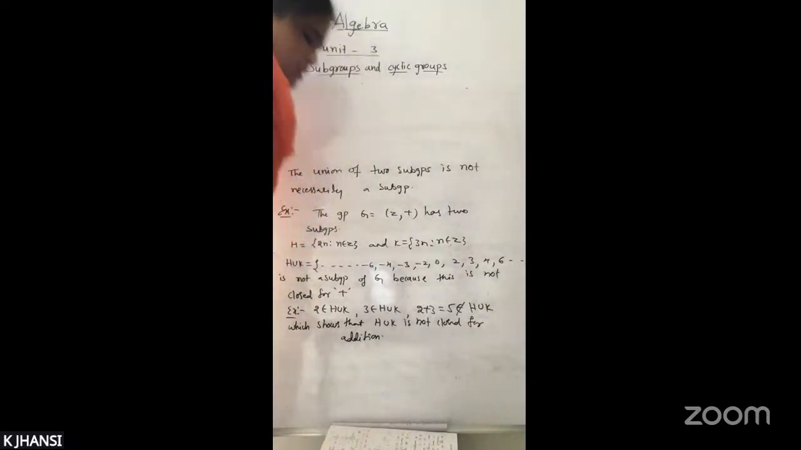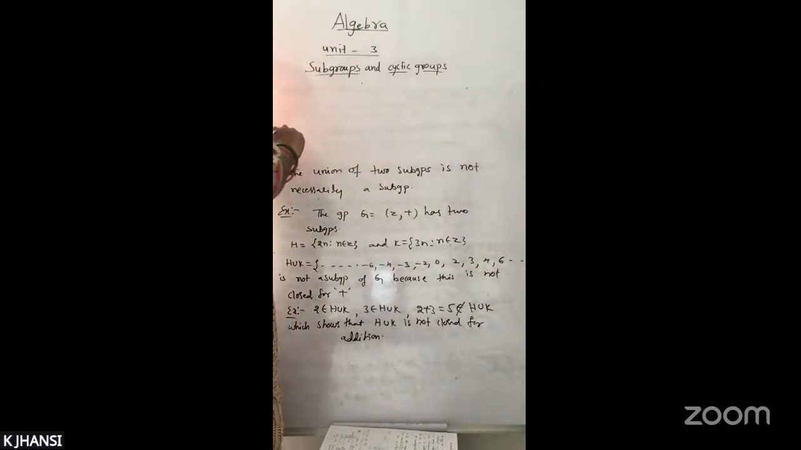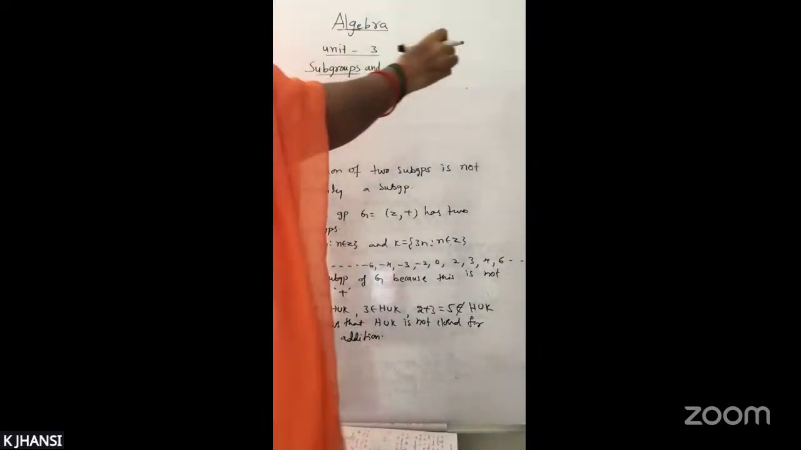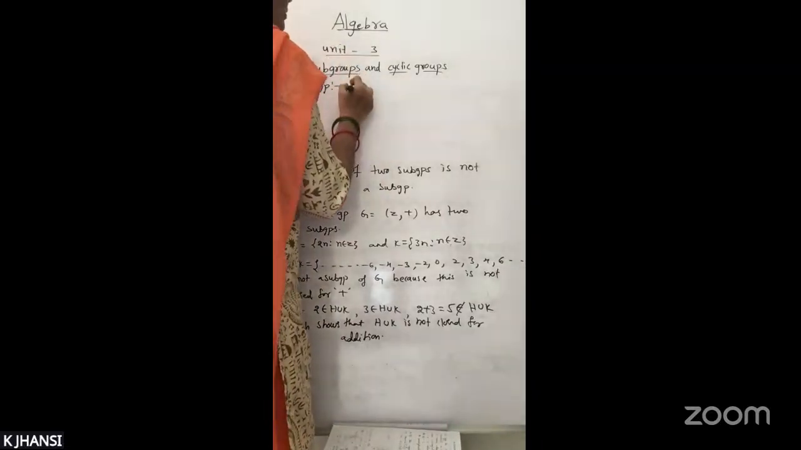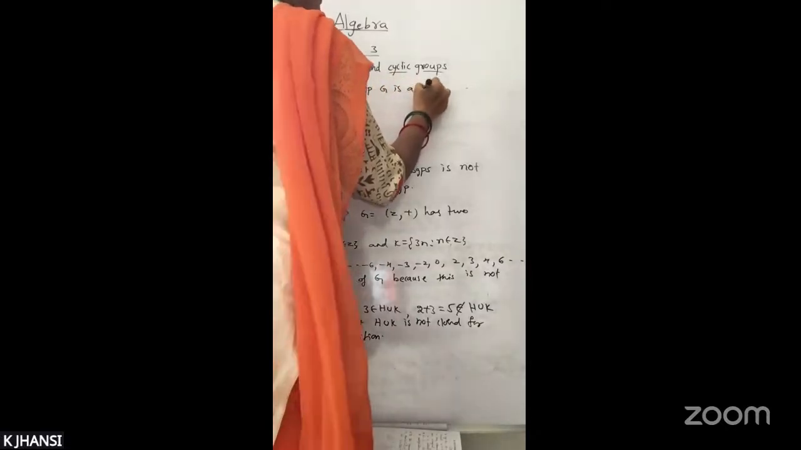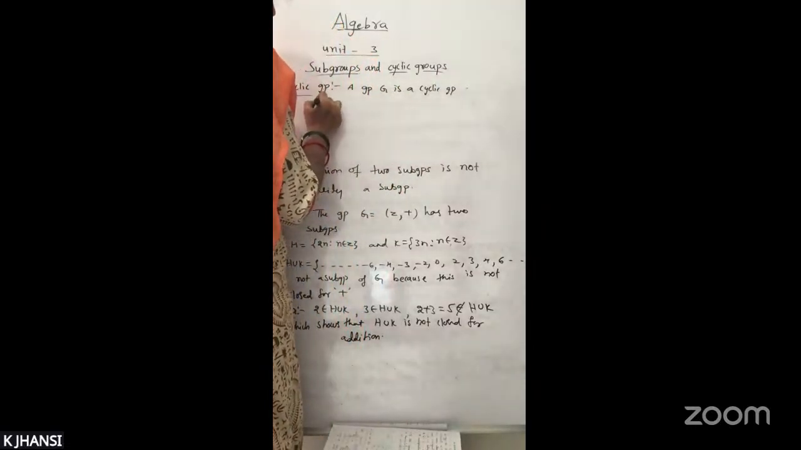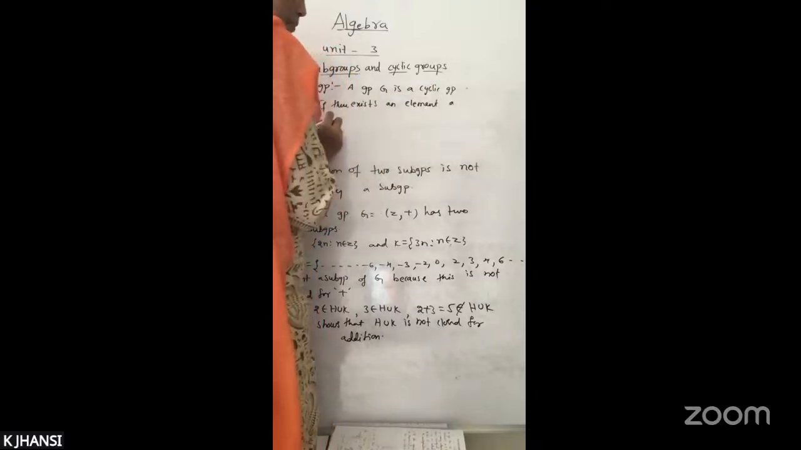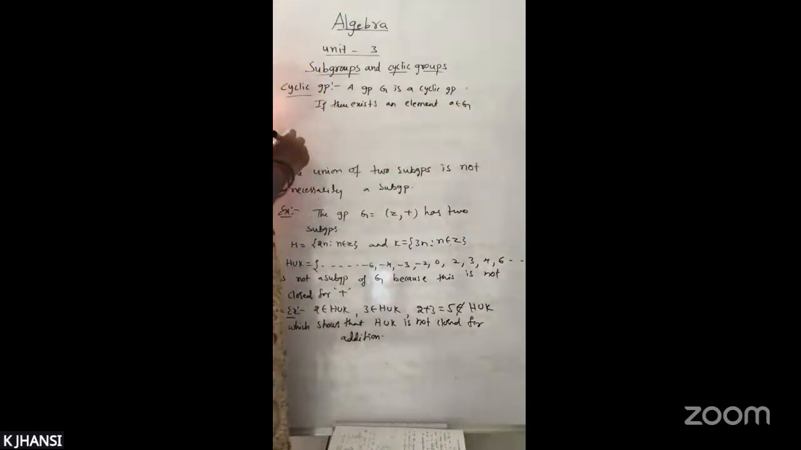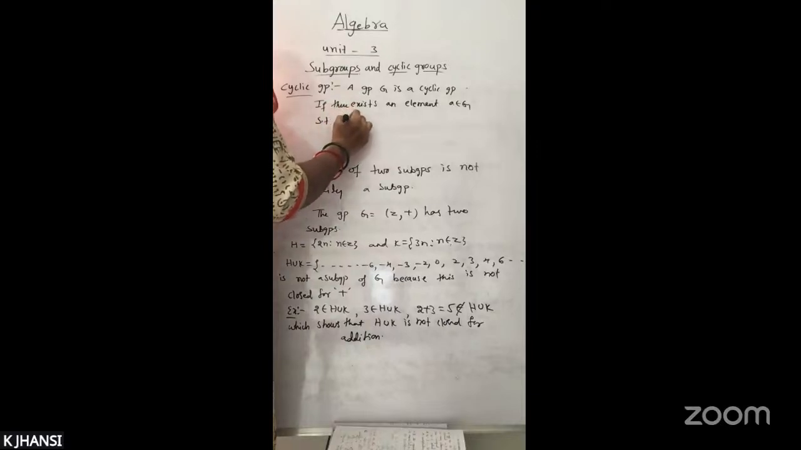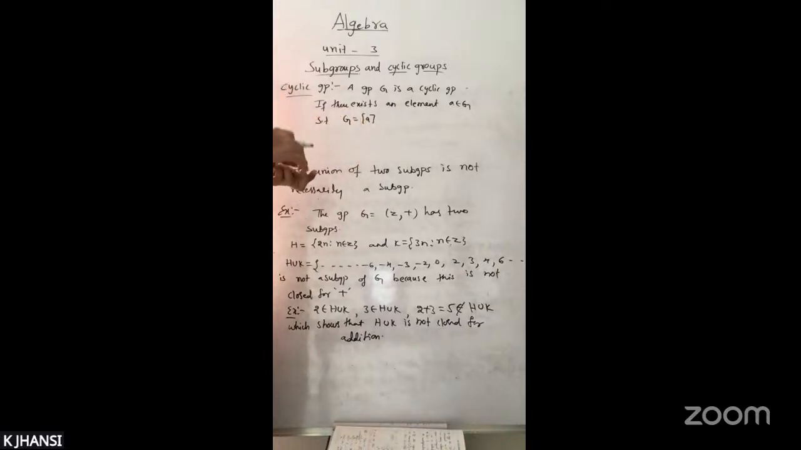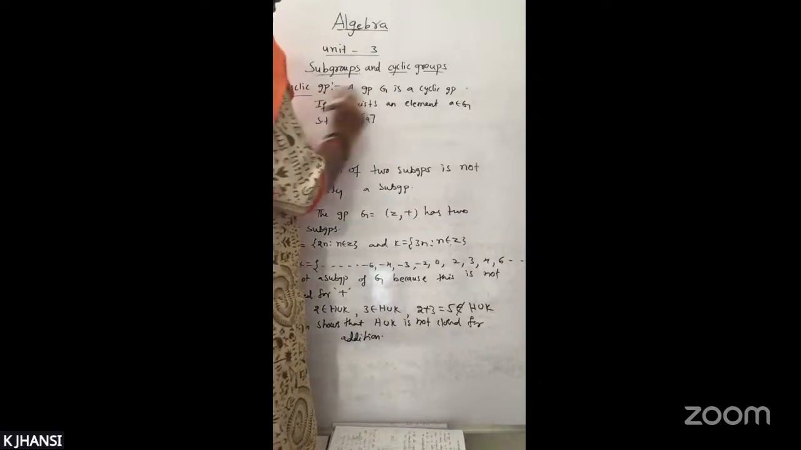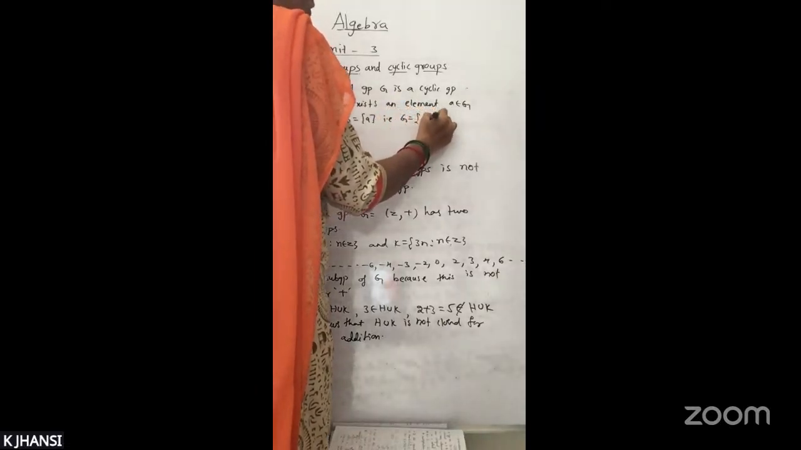A group G is a cyclic group if there exists an element a, which should also belong to G, such that a generates the elements of G. So a is called the generator of G. Another way we can represent it is G equals a to the power of n such that n belongs to Z.